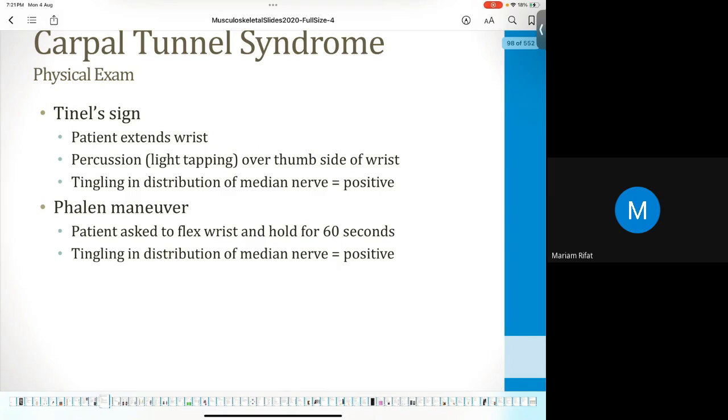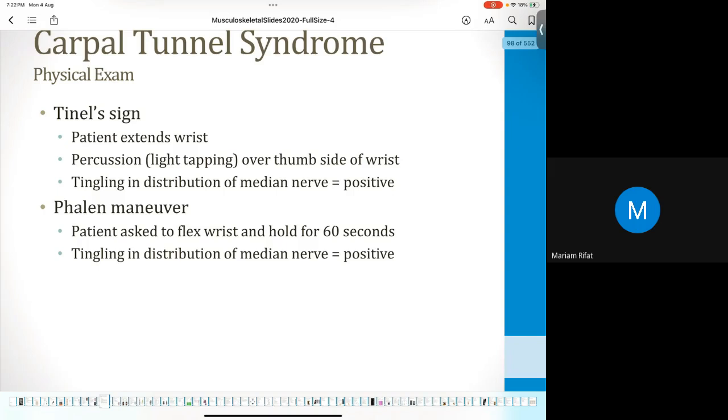You're going to tell the patient to extend his wrist, right? And then you are going to percuss or tap the thumb, right? If we have tingling sensation in the distribution of median nerve, that's positive Tinel sign, right? So you're going to tap near your thenar muscles, and if you have numbness or tingling here, it's going to confirm that you have carpal tunnel syndrome in which the median nerve is compromised.